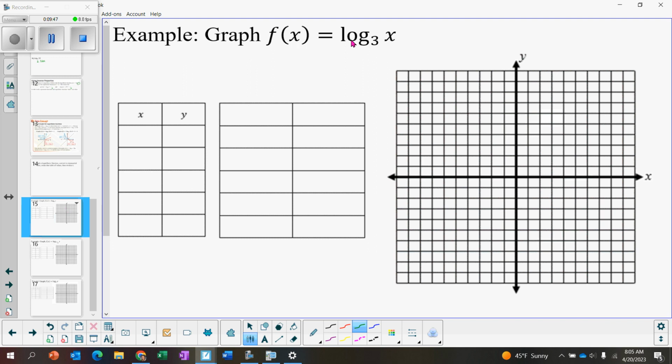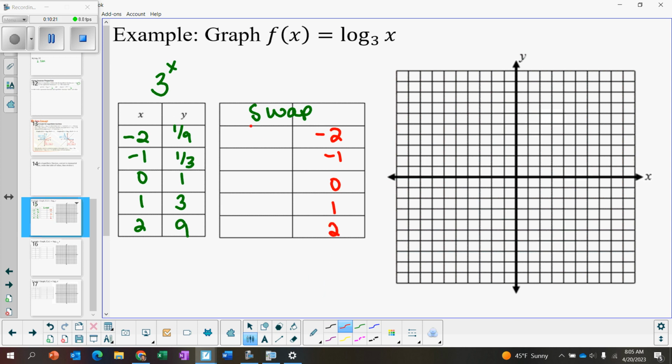So here I want to graph log base 3 of x. So the exponential form is 3 raised to the x power. We always put in negative 2, negative 1, 0, 1, 2. We know anything to the 0 power is 1. 3 to the first is 3, so the negative 1 is 1/3. 3 squared is 9, so negative 2 is 1/9. And now for my log, we're going to swap. So my negative 2, negative 1, 0, 1, 2 will now go in my y column, and my 1/9, 1/3, 1, 3, 9 now go in my x column.